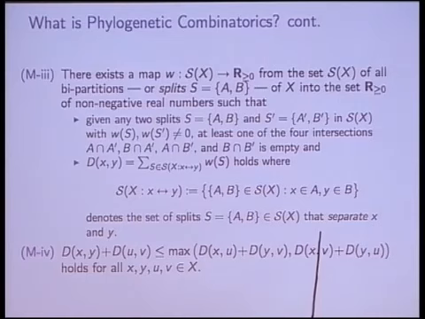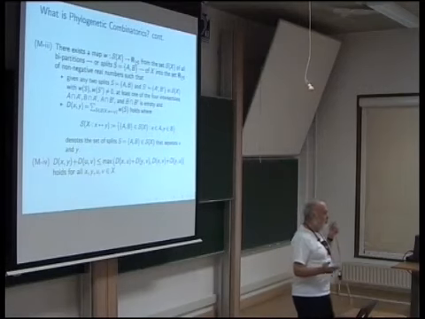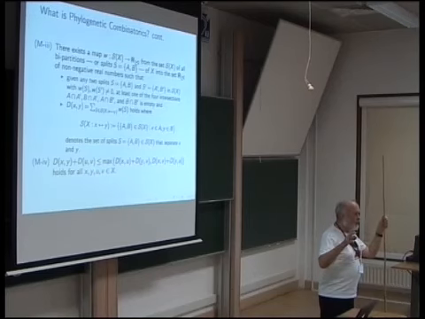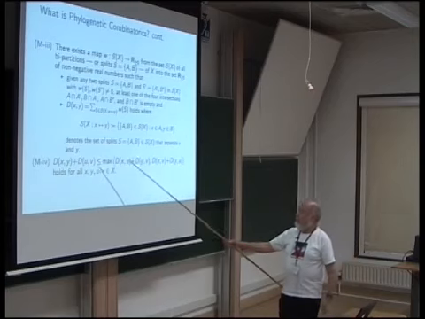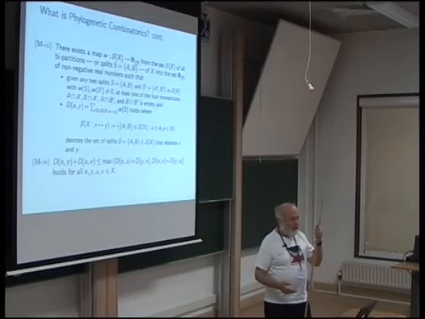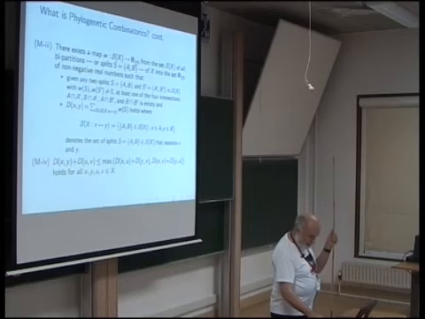And finally, the famous 4-point condition: dxy plus duv. If I take two points xy, two points uv, and take their distance sum, then this is smaller or equal than the maximum of the two other ones. Which actually means that of those three sums, the two largest must be equal. If one would be larger than the other two, I could relabel xy uv so that the largest comes up here, and then this would not hold. So this just means that the largest of the three terms are equal.